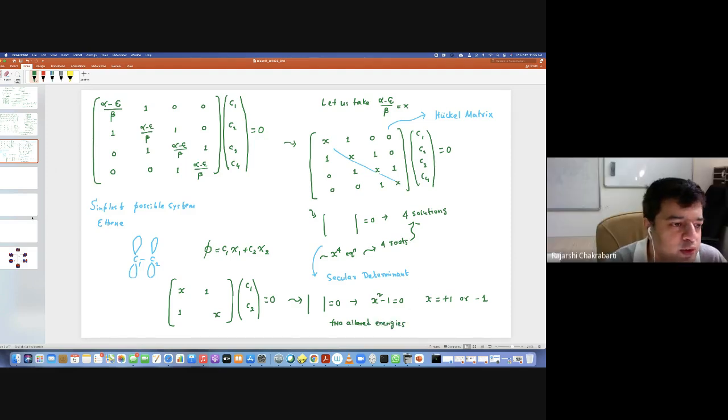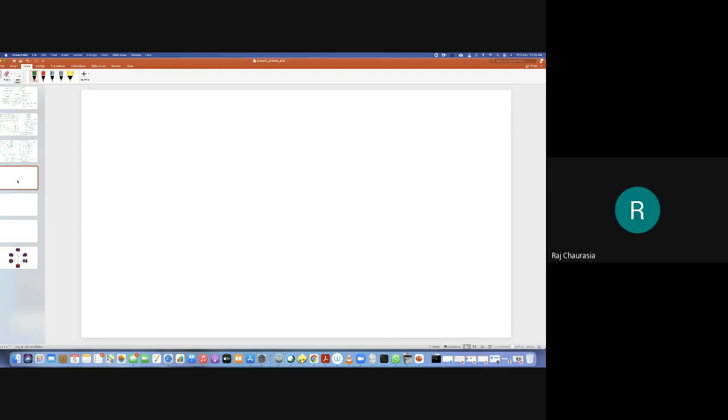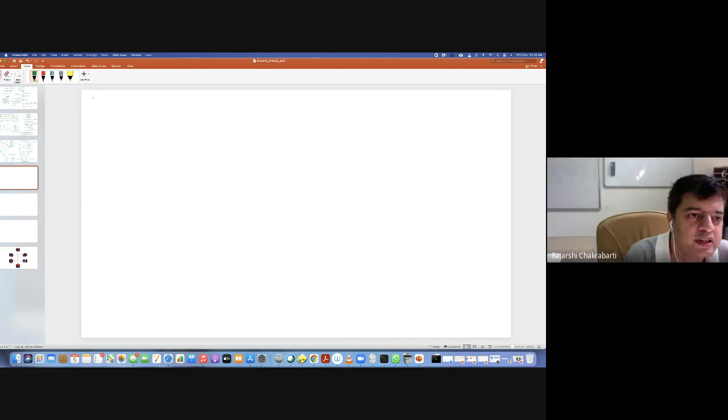Let us go to the next slide. So alpha minus E by beta. Let us take x equal to minus 1. Then minus 1 is equal to alpha minus E by beta, and that gives you E as alpha plus beta. I'm calling it epsilon 1. This is alpha plus beta. And if I take x equal to plus 1, then plus 1 is equal to alpha minus E by beta, that means alpha minus beta.